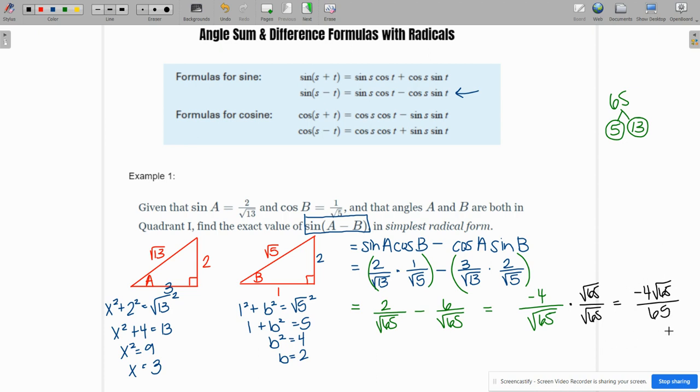One final check to ask, is it completely simplified? So at this point, we're checking, does this number and this number have any common factors that we could simplify any further? But we know that 65 doesn't have 4 as a factor, or 2, so we are unable to simplify that any further. So this would be our final answer.